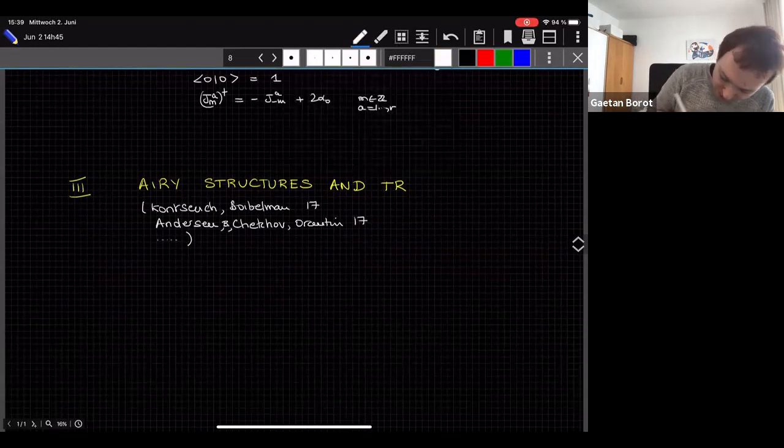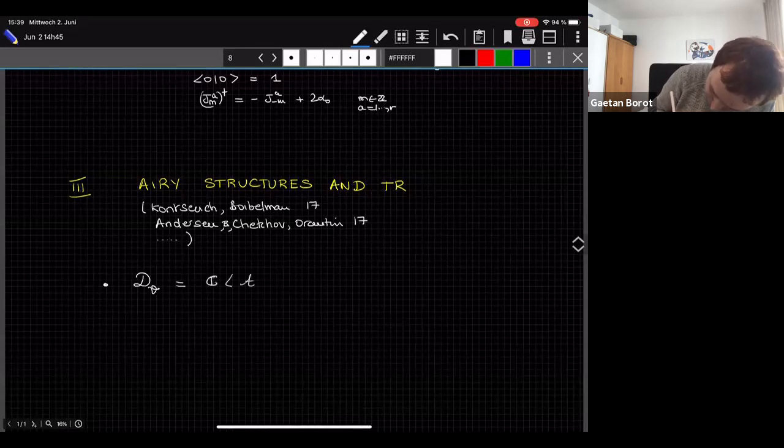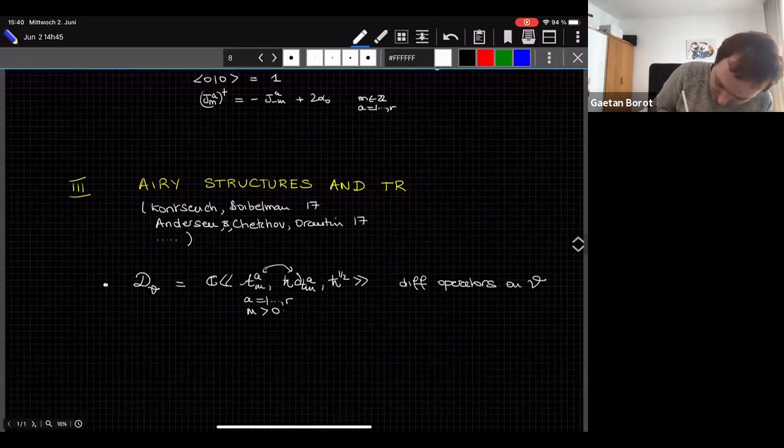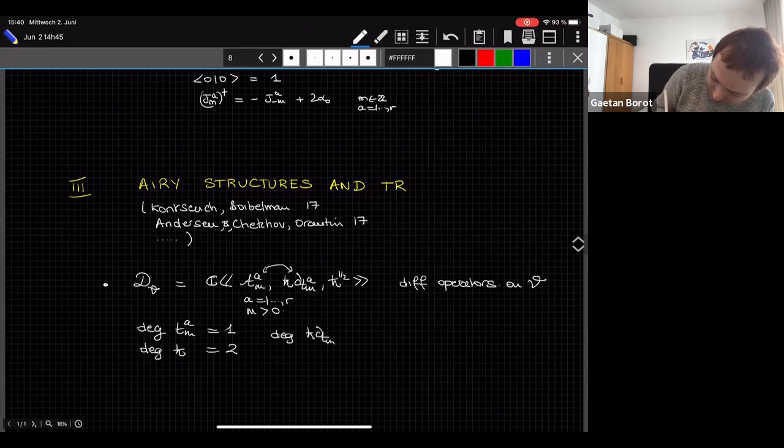So what is an array structure? I will just do it for the ones based on the bosonic Fock space. So we want to introduce the space of differential operators, and then formal series in H bar, with the usual Leibniz commutation relation between these. So it's differential operators on this infinite dimensional vector space V. And we can make it a graded algebra by saying that the degree of t_{m,a} is 1, the degree of H bar is 2. And therefore, the degree of H bar d/dt_{m,a}, that should have degree 2 minus 1, so that's also degree 1.